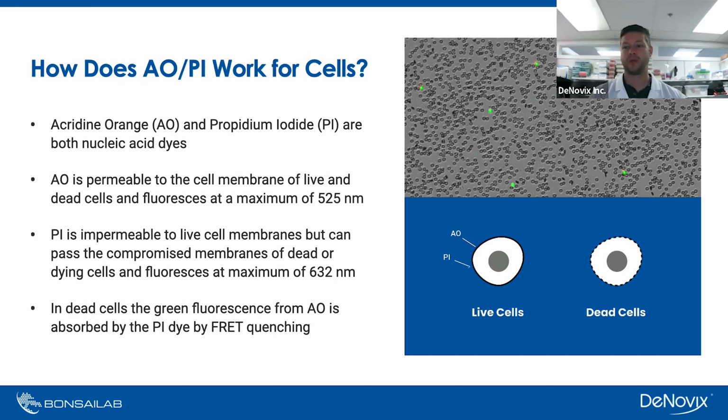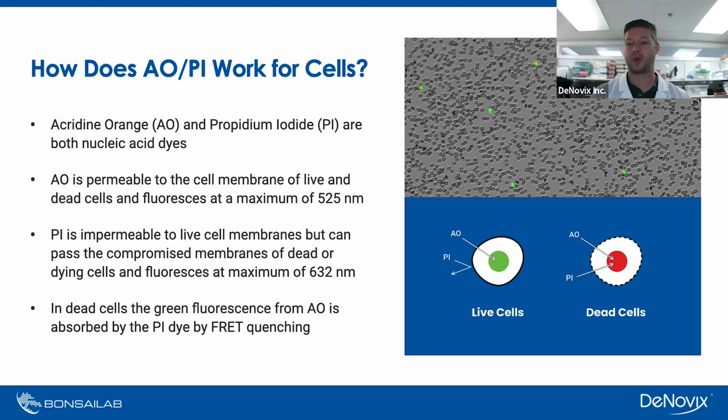So that's Trypan Blue. Now talking about the fluorescence-based method, which would be AOPI. AOPI is an acronym for two dyes, acridine orange and propidium iodide. These are both nucleic acid dyes. Acridine orange is permeable to the cell membrane of both live and dead cells. And when it enters the cells, it's excited at about 480 nanometers and fluoresces at a maximum of 525 nanometers.